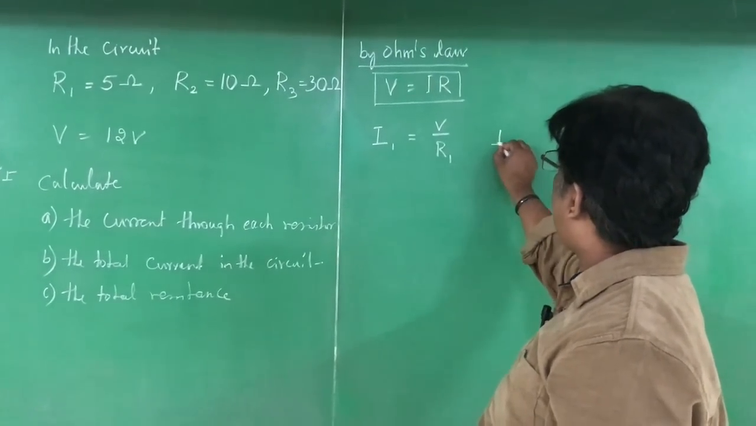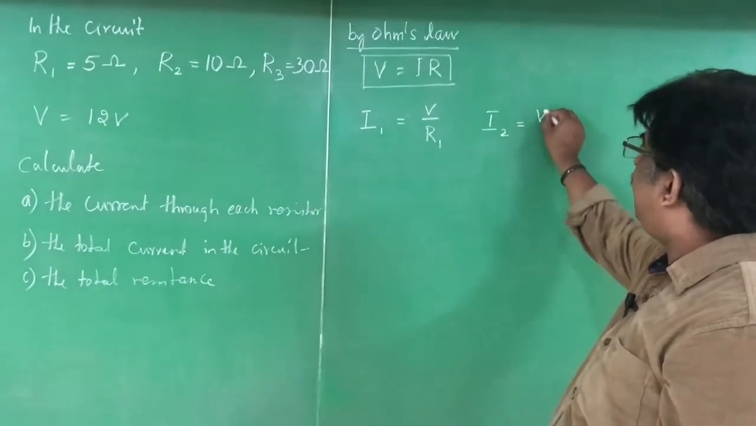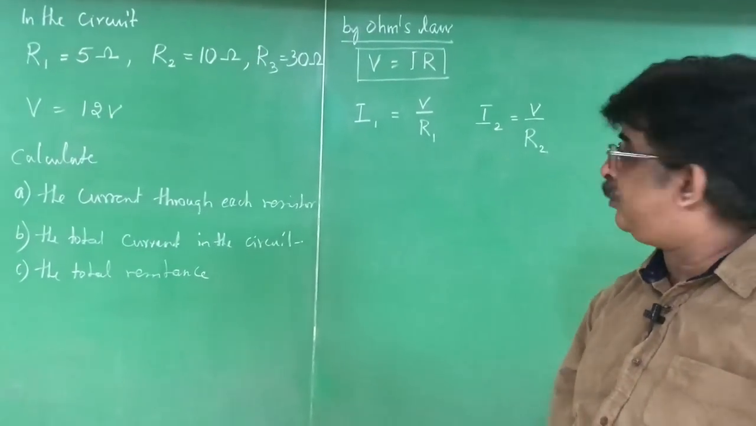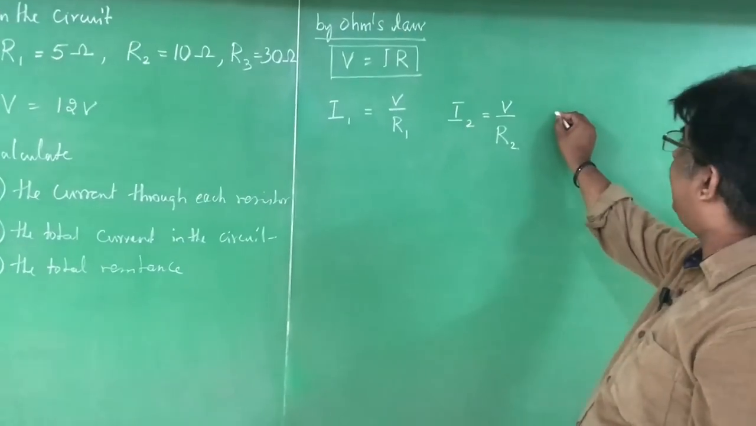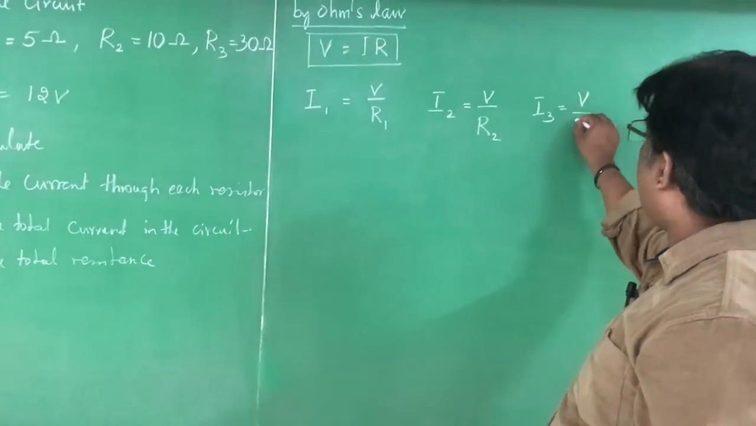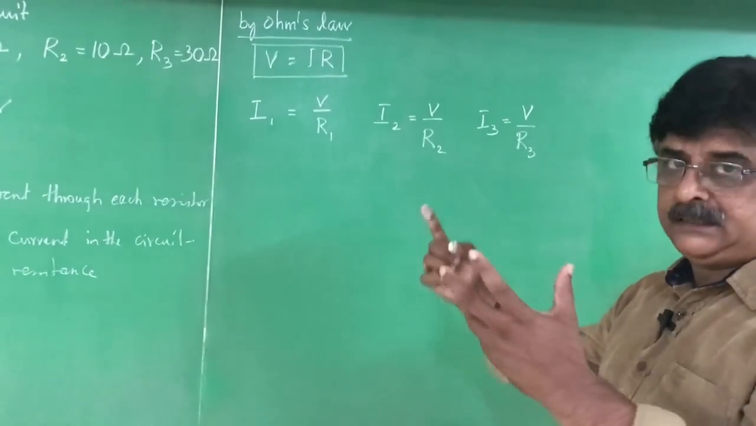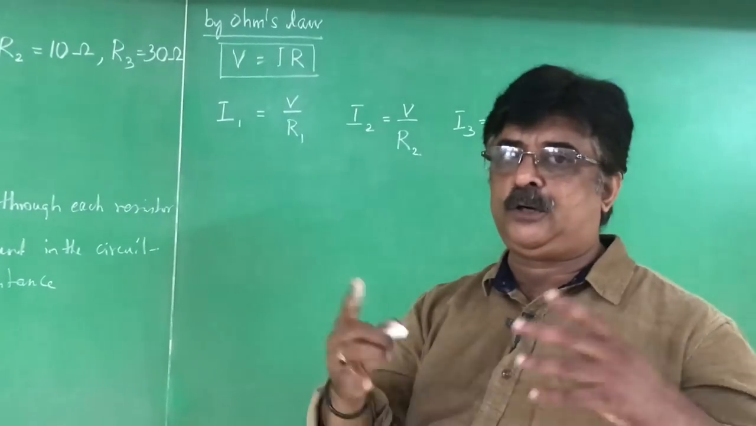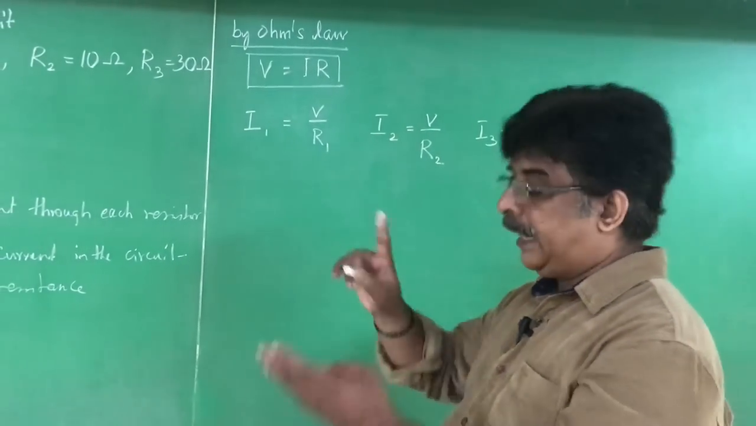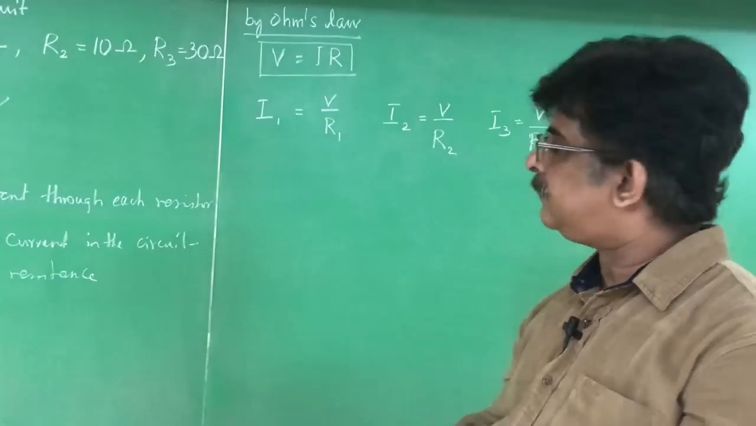I2 is equal to what? I2 is equal to V by R2. Then I want I3. There are 3 here. I3 is equal to V by R3. The formula changed like this, according to Ohm's law, V is equal to IR. I wanted to find I1, I2, I3. When we add all the 3, I1 plus I2 plus I3, we get I.